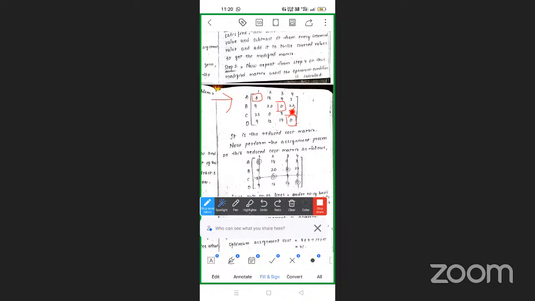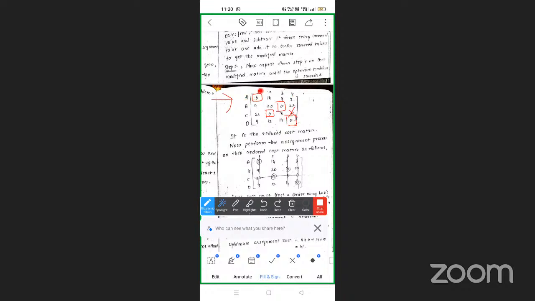Next, column-wise. The first column has no zeros. The second column has a zero, so mark that zero and cross out zeros in that row. We cross out zeros in that column as well. There are no more zeros. The third row has no zeros, and the fourth column also has no zeros. So these are the assignments.